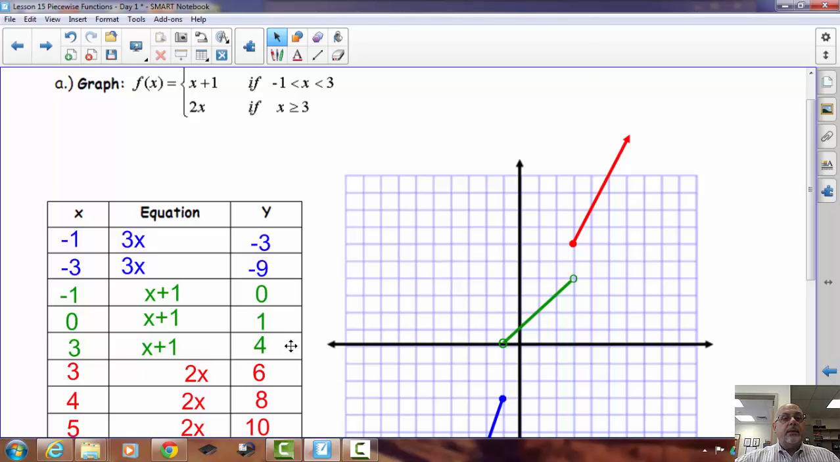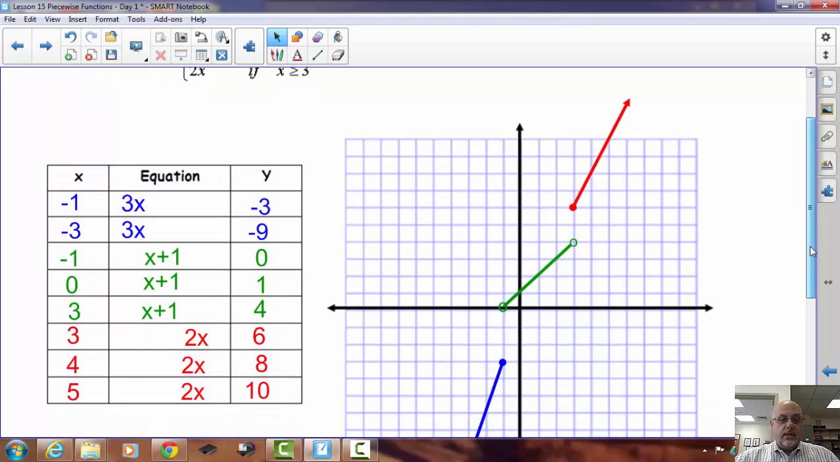So I plot those. X is negative 1, y is 0, all the way to x is 3, y is 4. If you look at the function we were given, it's x plus 1 when x is greater than negative 1 and less than 3. And again, if we go back to what we learned about graphing on the number line, we'll see that they need to be open circles. So I have open circles on either end of the green line segment.